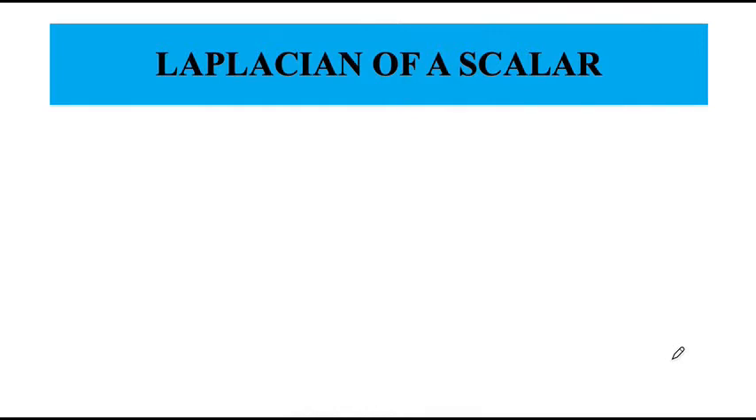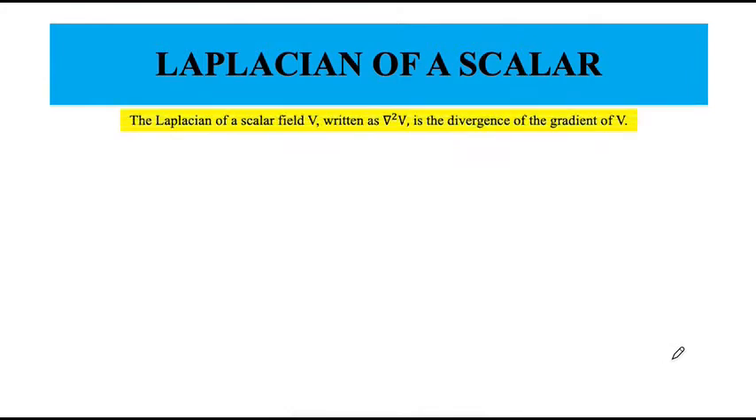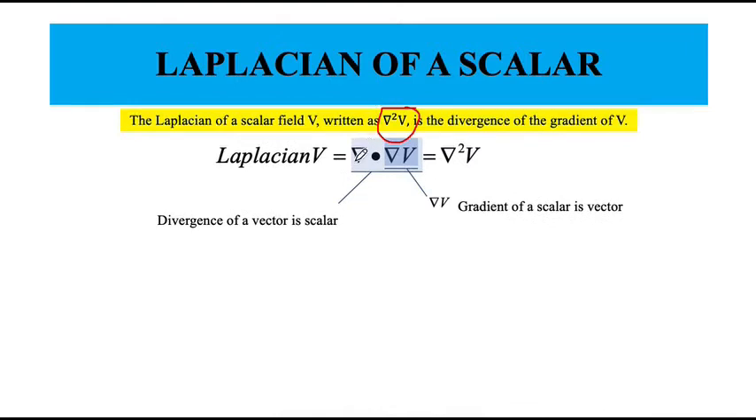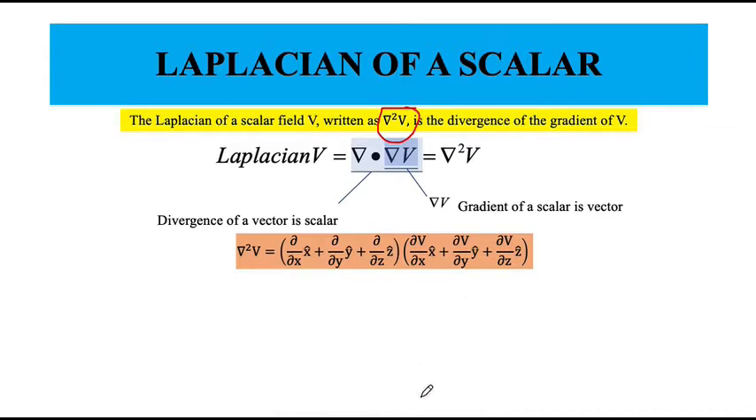So for practical reasons, it is expedient to introduce a single operator which is the composite of the gradient and divergence operators. Okay, so this operator is known as the Laplacian. The Laplacian of a scalar field V is written as del operator squared times V. Okay, it is the divergence of the gradient of V. So thus in the Cartesian coordinate system, we can write it like this.